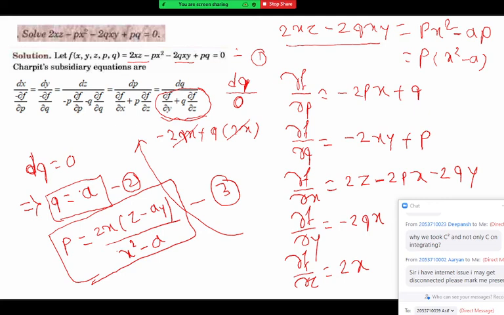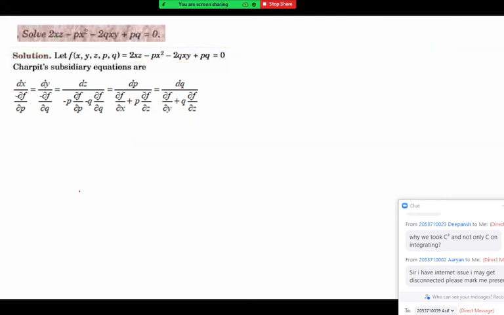And once we get p and q, generally we replace them first in dz equal to p dx plus q dy and integrate. So let me show you this calculation. Actually, first of all, the replacement is done. Even though it is replaced everywhere, these terms are not required.